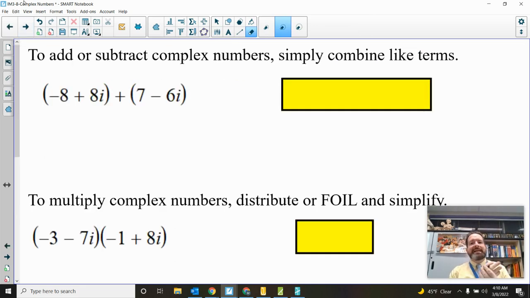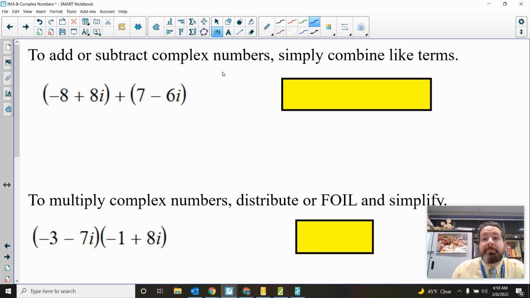With that in mind, what am I going to ask you to do? We're going to add and subtract our complex numbers. We're also going to multiply them. So adding or subtracting is the easier way. You simply combine your like terms. So negative 8 plus 7 is negative 1. 8i minus 6i is 2i.